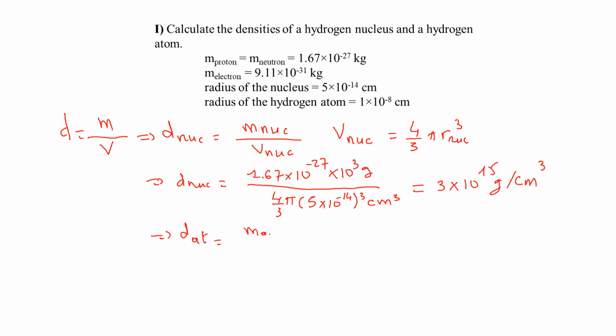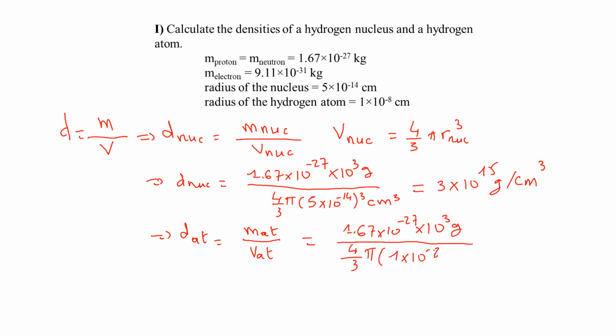Okay, and similarly, we can get the density of the atom, which will be equal to the mass of the atom divided by the volume of the atom, and we'll use the similar formula. So 1.67 times 10 to the power minus 27. You need it in gram, so we convert the kilogram, and the volume will be 4/3 pi, and the radius is 1 times 10 to the power minus 8, to the power 3 centimeter cubed.